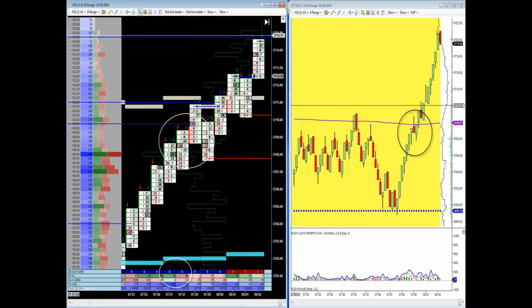So here's what we see on the order flow at that time. So we're coming into the point of control.